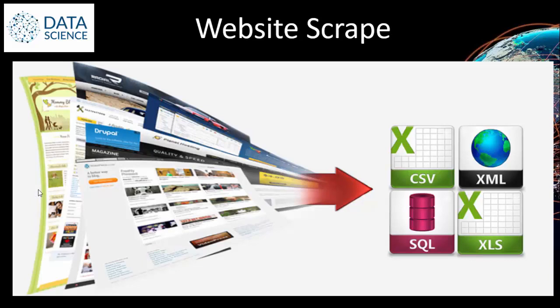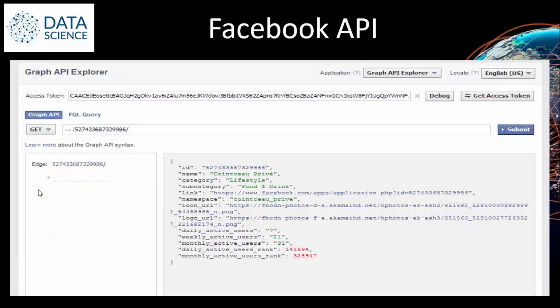Using Scrapy or the Beautiful Soup tool, we can extract the data and change it to CSV, XML, SQL, or XLS, that is, an Excel sheet. This is a Facebook API. If you Google Facebook API, you will get the developer link. Using that we can get access to Facebook servers. They will give some access token, and using that we can access the data of Facebook. In the same way for Twitter also.